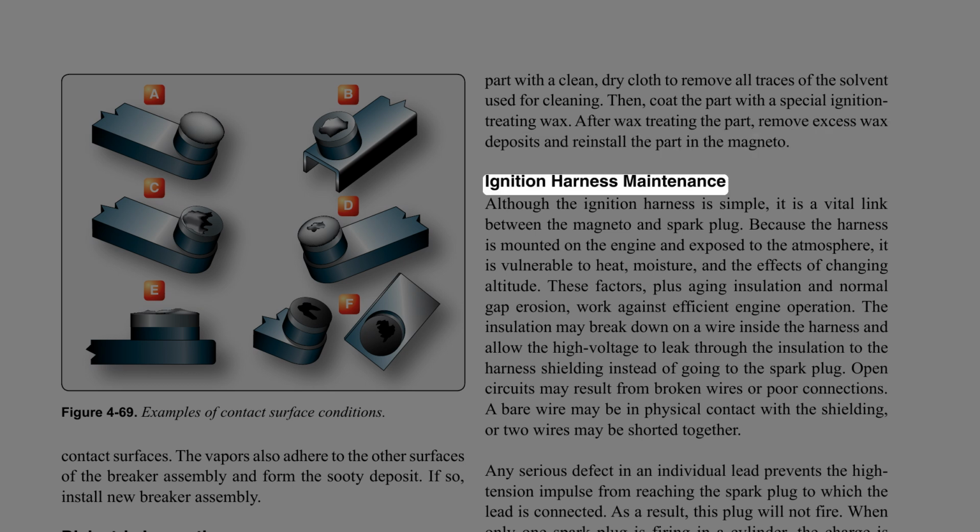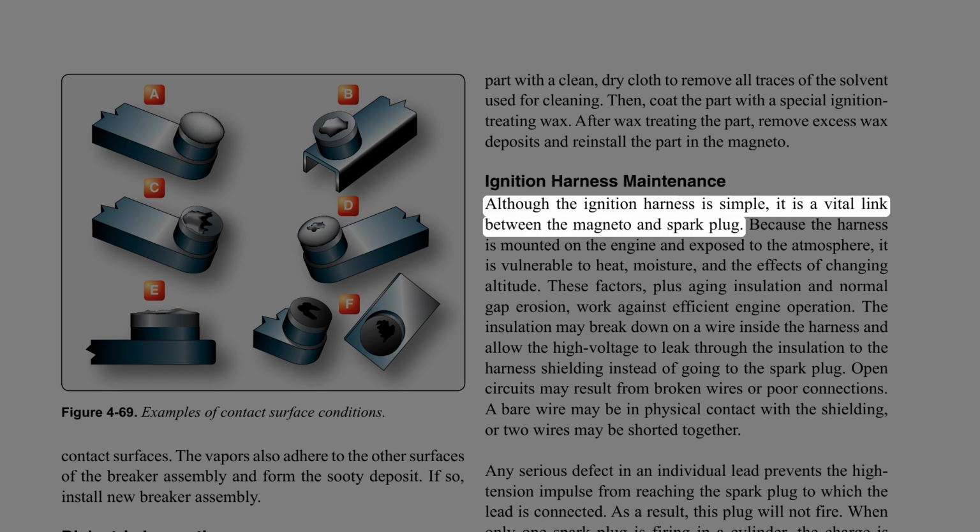Ignition harness maintenance. Although the ignition harness is simple, it is a vital link between the magneto and spark plug.